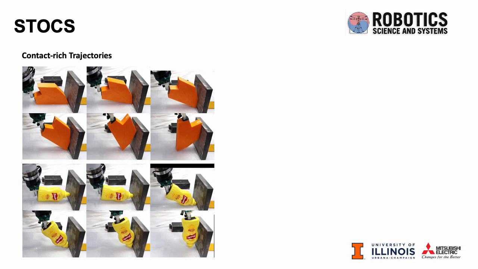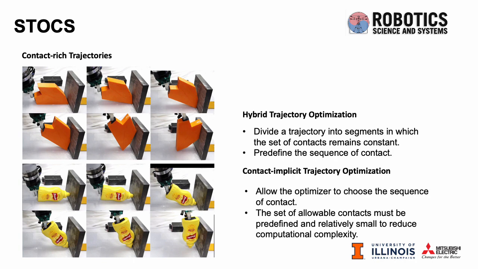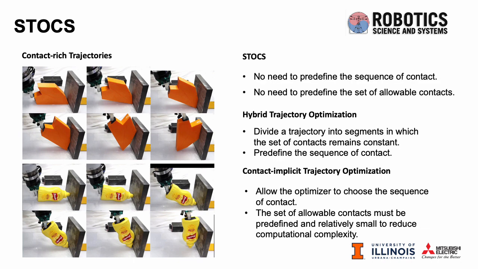Planning for trajectories which include multiple changes of contact is difficult, as the changing of contact state results in non-smooth dynamics. Previously, people solved this problem either by hybrid trajectory optimization or contact-implicit trajectory optimization. However, both these methods have their limitations. Hybrid trajectory optimization requires a predefined contact sequence, and contact-implicit trajectory optimization requires predefined allowable contact sets. Our contribution STOCS is a method that could solve for contact-rich trajectory optimization problems without requiring all of this.